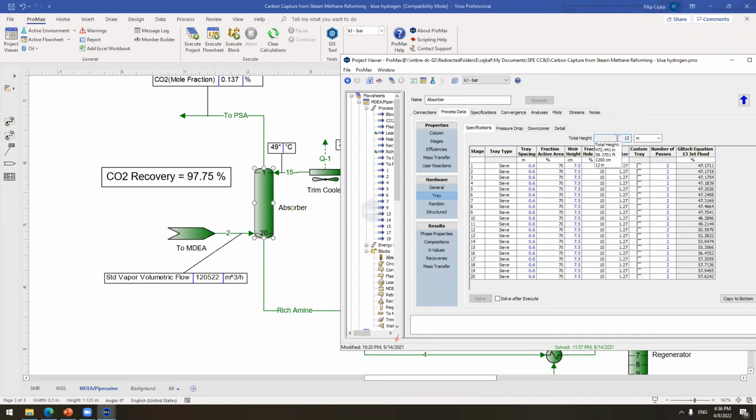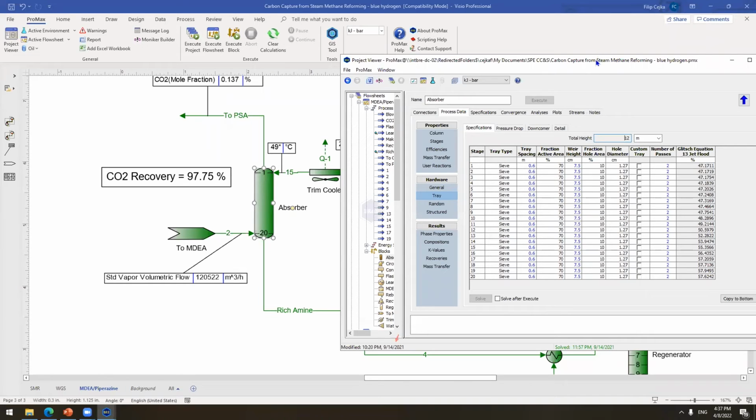So that's not that high column. And as you can see, the CO2 capture, the CO2 recovery, it's 97.75%. So that means 97.75% of CO2 will be captured in this absorber. So that's pretty nice, pretty good number.